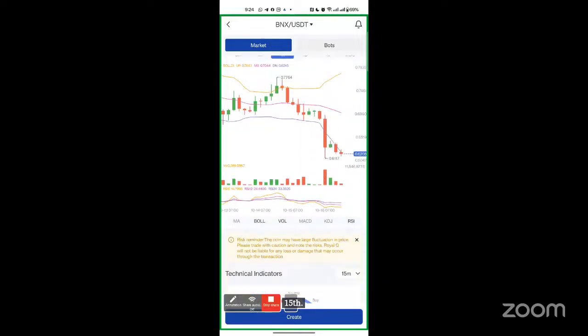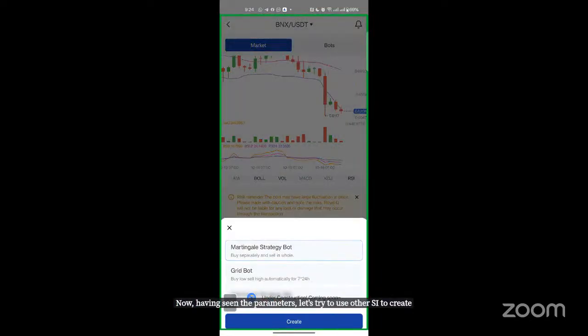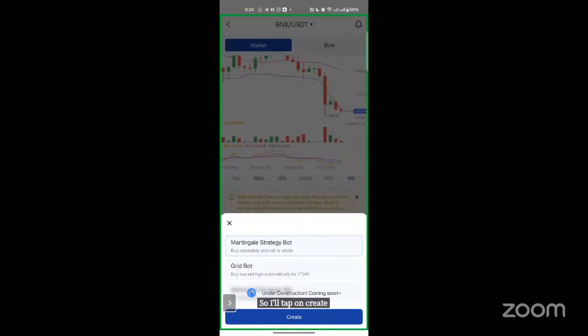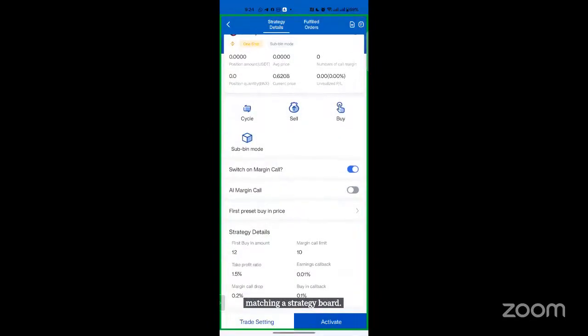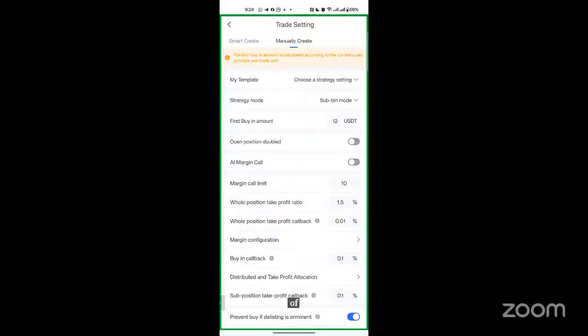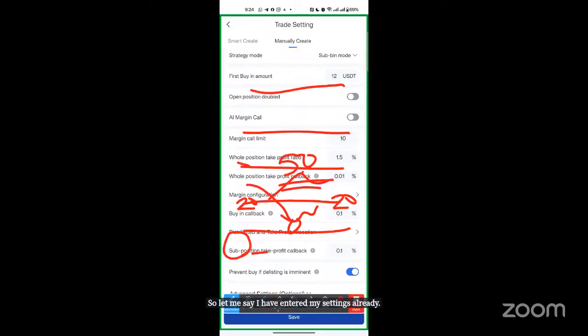Now, having seen the parameters, let's try to use RSI to trade. So I'll tap on create, martingale strategy bot, create. Then it brings me to this area of trade setting. So I'll tap on trade setting. Let me say I have entered my settings already. The RSI applies here.